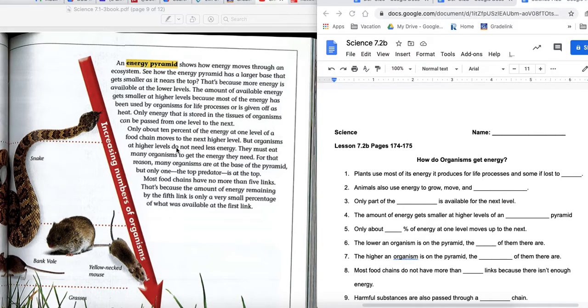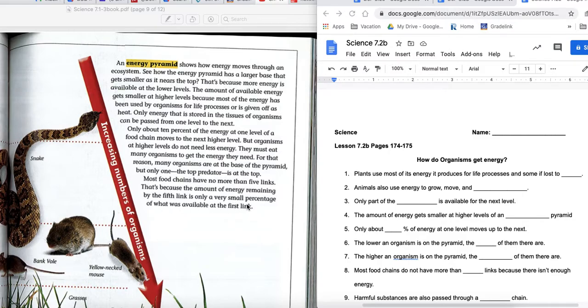Organisms at higher levels do not need less energy. They must eat many organisms to get the energy they need. For that reason, many organisms are at the base of the pyramid, but only one, the top predator, would be at the top. Most food chains have no more than five links. That's because the amount of energy remaining by the fifth link is only a very small percentage of what was available at the first link.